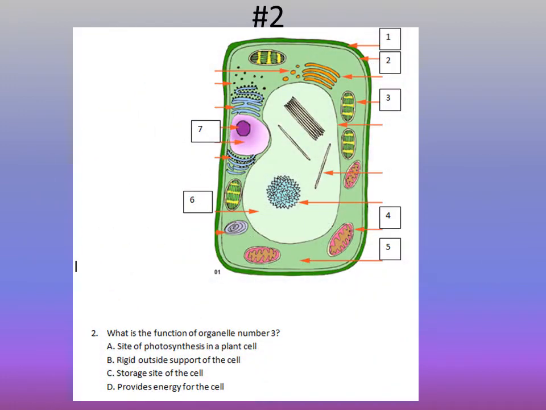Number 2. What is the function of organelle number 3? A. Cytophotosynthesis in a plant cell. B. Rigid outside support of the cell. C. Storage site of the cell. D. Provides energy for the cell.